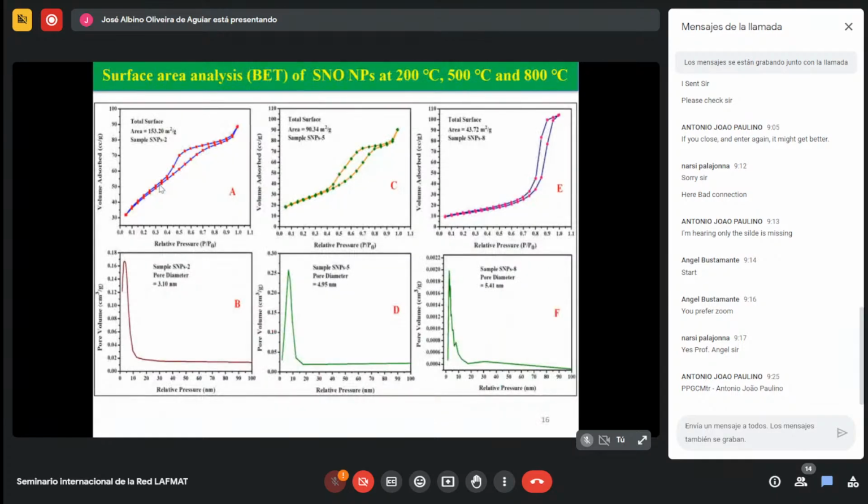BET surface area. The BET analysis identifies the surface area of the material. At the lower temperature it is 153 meters squared per gram, but at high temperatures the surface area decreases, because the smaller the size of the nanomaterial, the higher the surface area of the material.